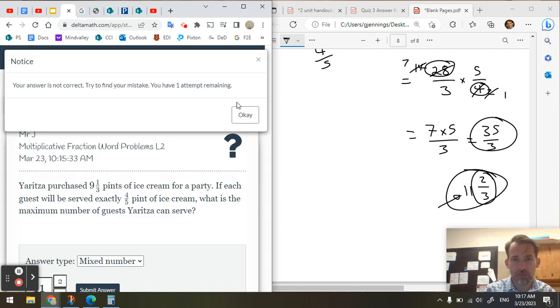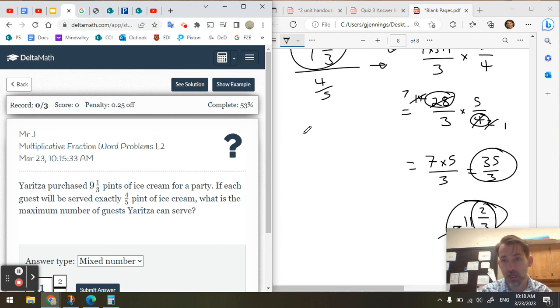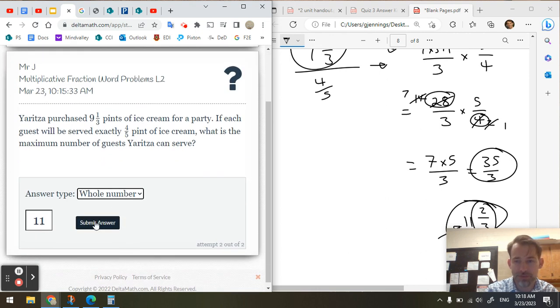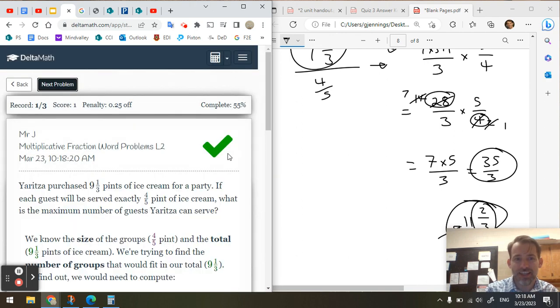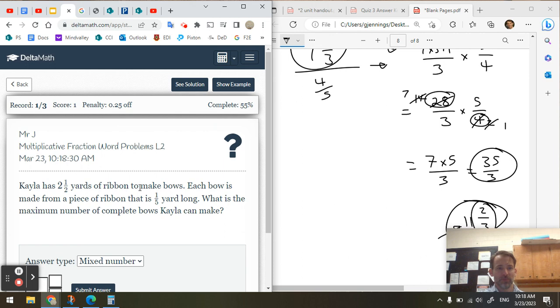Oh, I'm not right? How am I not right? Where's my mistake? Let's find my mistake. 9 and 1/3. So this is something that can happen to you. It's a maximum number of guests. Maybe the maximum number of guests is the whole number 11, because you can't have 2/3 of a guest. Yay! The problem wasn't in my math. It was in me rationalizing the idea of 2/3 of a guest. Okay, we're going to have one special guest that takes a little less ice cream. I guess she is the one that gets 2/3 of a serving. Okay, she's going to underserve herself.